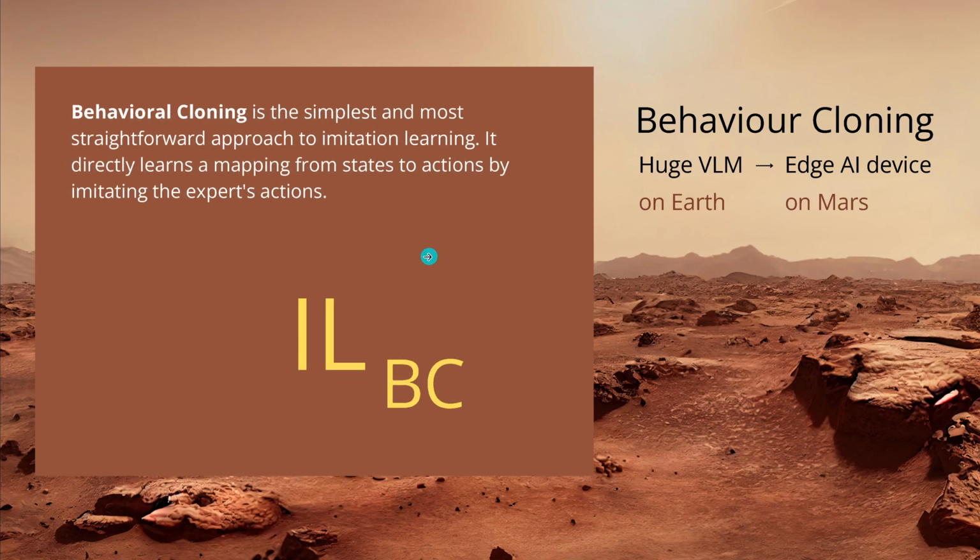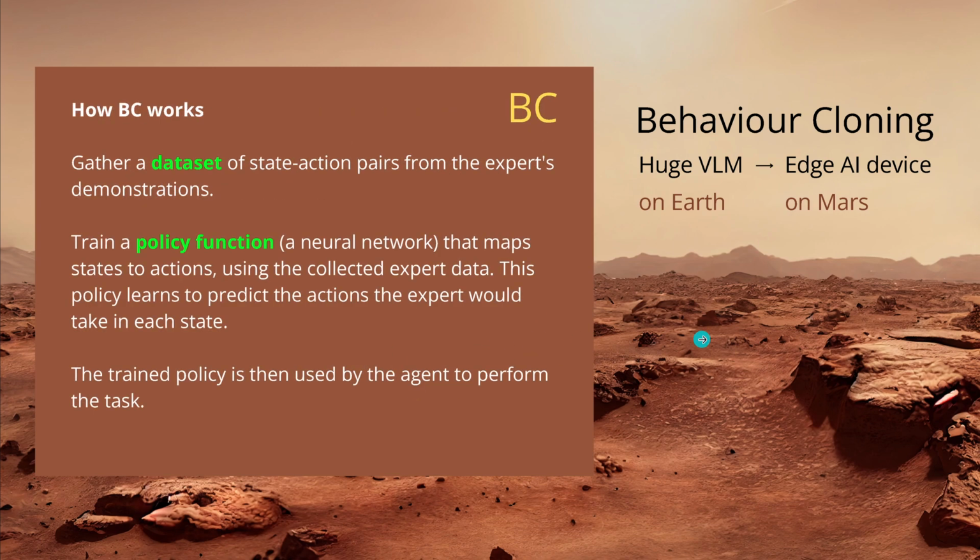Now you know that behavioral cloning is the simplest and most straightforward approach to imitation learning. So primary category imitation learning, subcategory behavior cloning. And we have here that it directly learns a mapping from the states to the actions simply by imitating the expert actions. So it does not understand or develop with trial and error, but it just learns the expert actions. That's it. Simple. So what do we have to send to our rover on Mars?